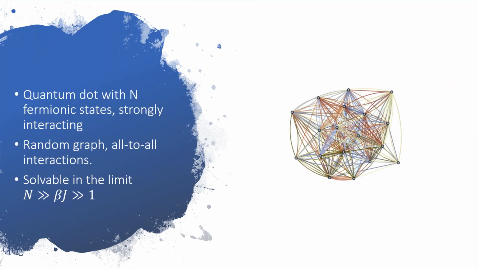An intuitive way to understand this model is to imagine a quantum dot which has n fermionic states that are strongly interacting. So it's basically a random graph of all-to-all random interactions. And it turns out that this model is solvable in the limit when J times the inverse temperature is large, and the number of particles is even larger. I think it's only solvable if the coefficients are random as well, right? Yes. J is the variance of the interaction.